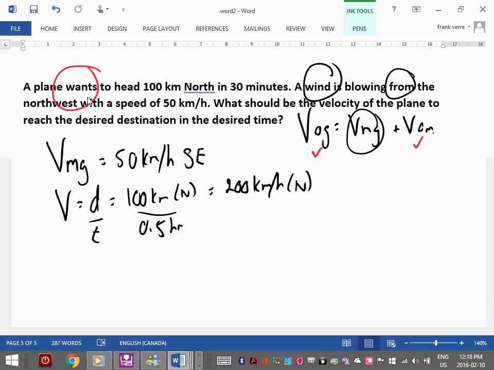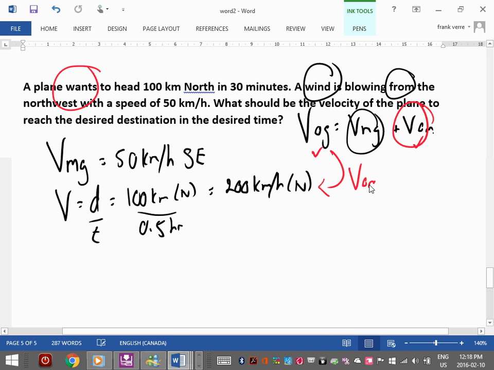Yes, it is. This is the speed that the plane must have relative to the ground to reach that destination. So this is not the speed of the plane in the air. This is the speed of the plane relative to the ground. So we can just rearrange this equation and look for this one.